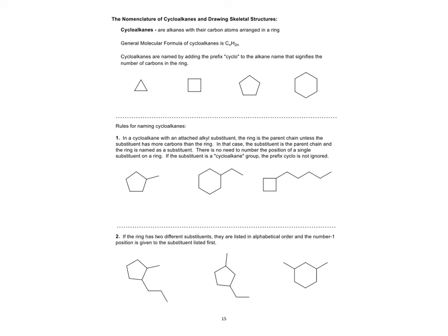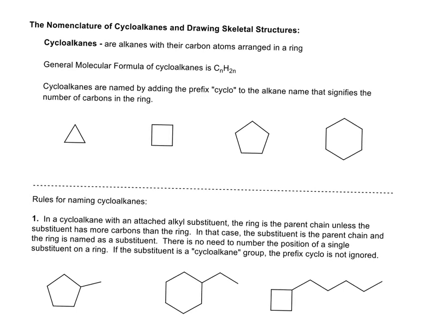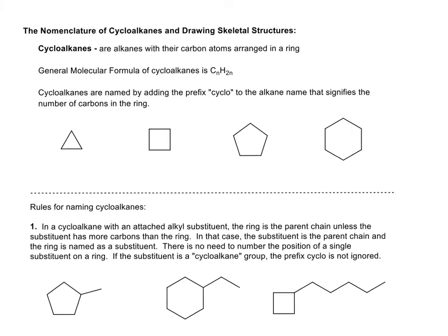All right, in this video we are going to talk about cycloalkanes. So it's basically just an extension of the alkanes. It's just a more specific group. As it says, we're going to talk about the nomenclature of cycloalkanes and then drawing their skeletal structures. So cycloalkanes basically are alkanes, and the carbon atoms of the alkane are arranged in a ring.